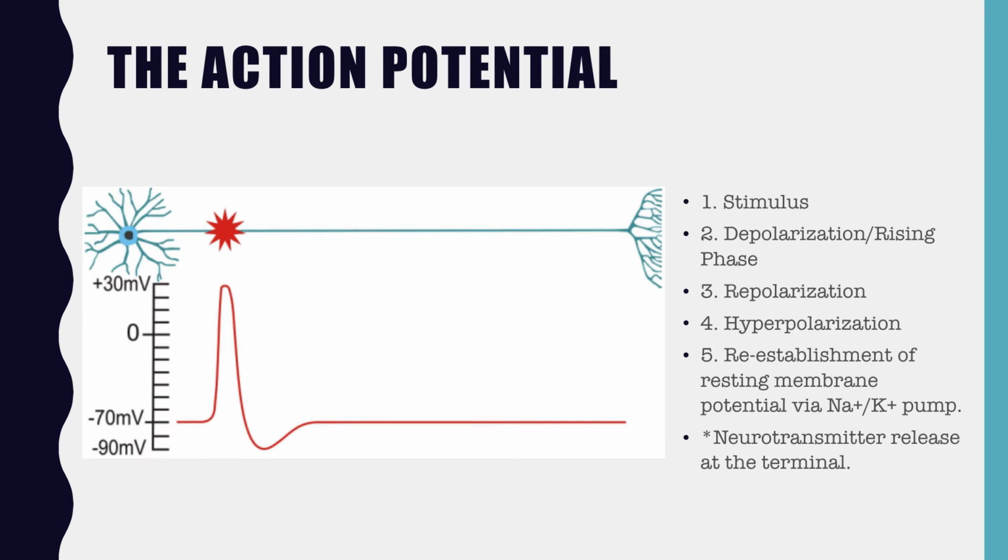At about positive 30 millivolts, the sodium channels close and the potassium channels open so that potassium can leave the cell and repolarize it. The potassium gates are slow to close, and this is why there is a brief period of hyperpolarization. At this point, a pump will move the sodium back outside the cell and the potassium back into the cell so that another action potential can fire. This occurs all the way down the axon and reaches the terminal, where it then signals release of neurotransmitters to influence another cell.